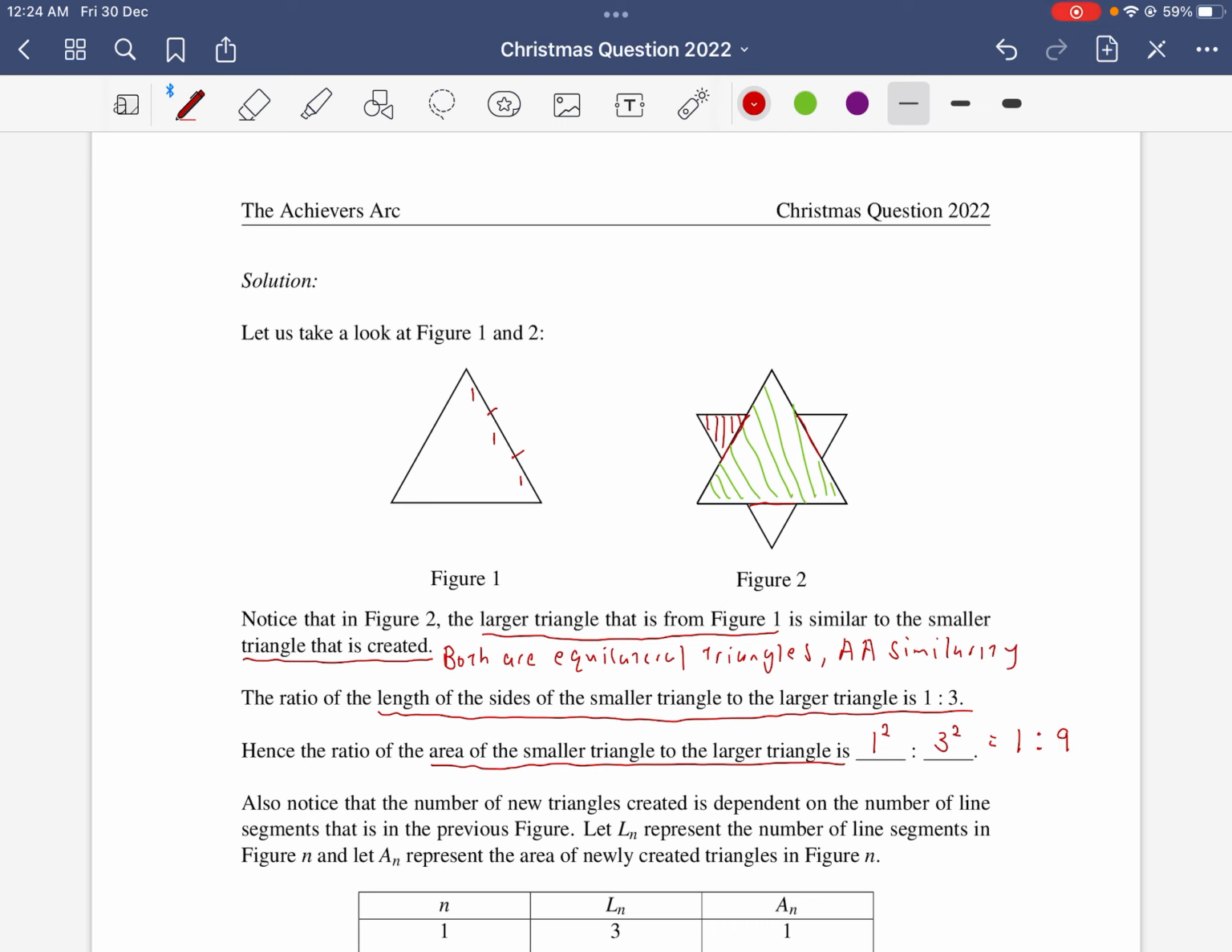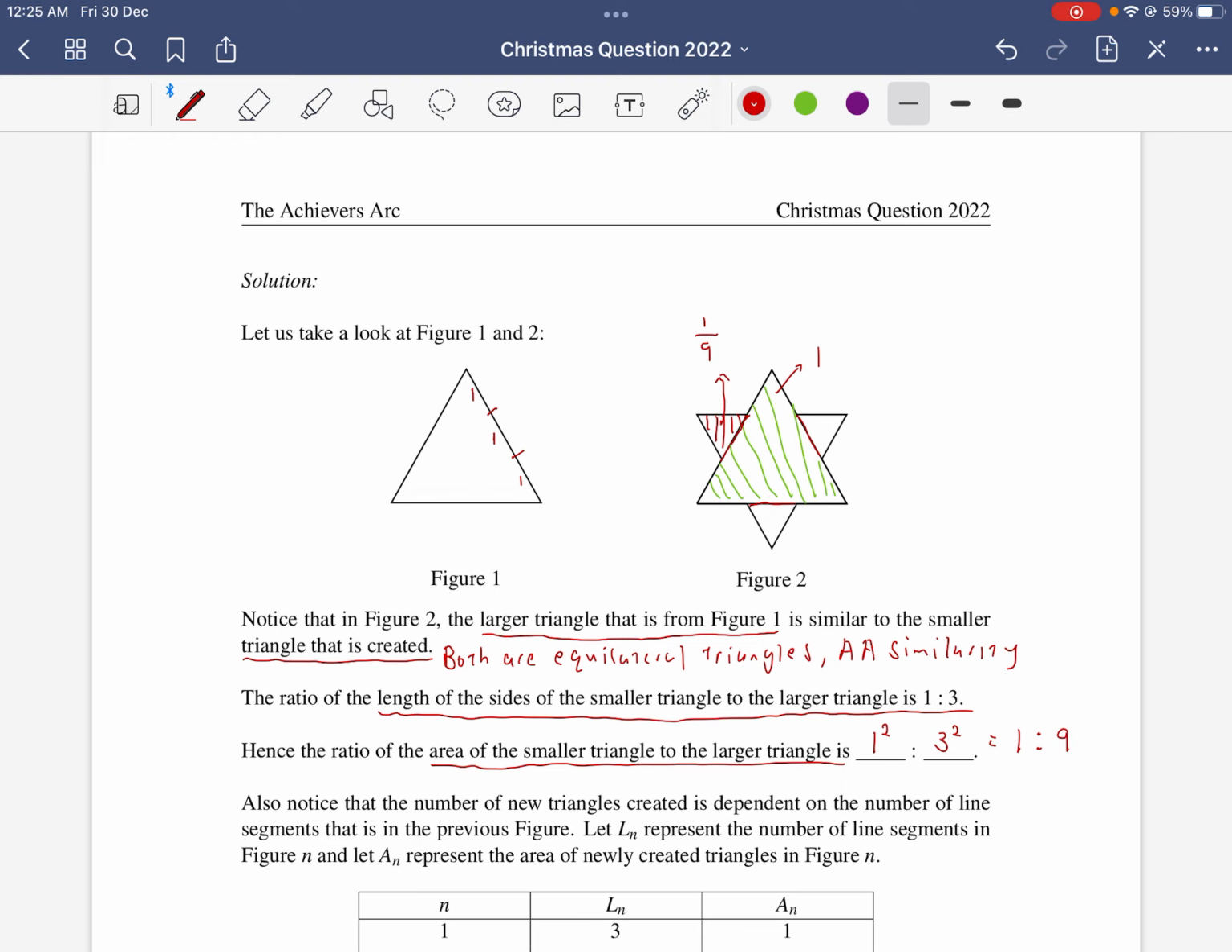So you can kind of see that if the area of figure 1 is just 1, the area of the smaller triangle must be really just 1 over 9. And this one will just be 1. That's the crucial idea. So after that, we solve with half the battle won.